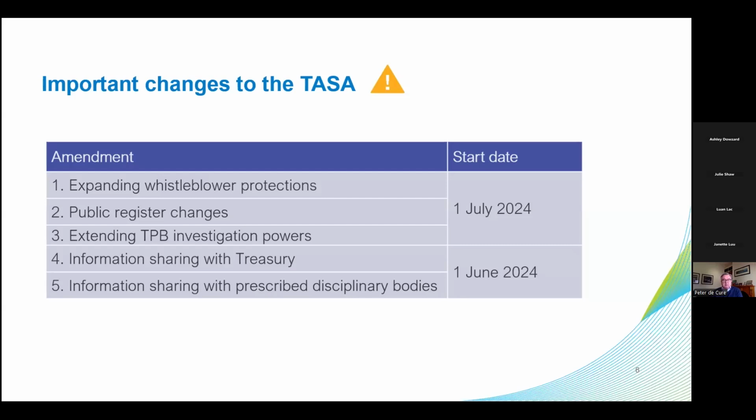There are new information sharing provisions with Treasury that will allow taxation officers and TPB officials to share protected information with Treasury officials in relation to misconduct arising out of breaches or suspected breaches of confidence by intermediaries engaging with the Commonwealth. And there are information sharing provisions with prescribed disciplinary bodies. This will allow the ATO and TPB officials to share protected information with prescribed professional disciplinary bodies to enable them to perform their disciplinary functions more effectively. These changes are aimed at enhancing our effectiveness as a regulator and will assist us to strengthen community confidence in the integrity of the tax profession and the tax system.